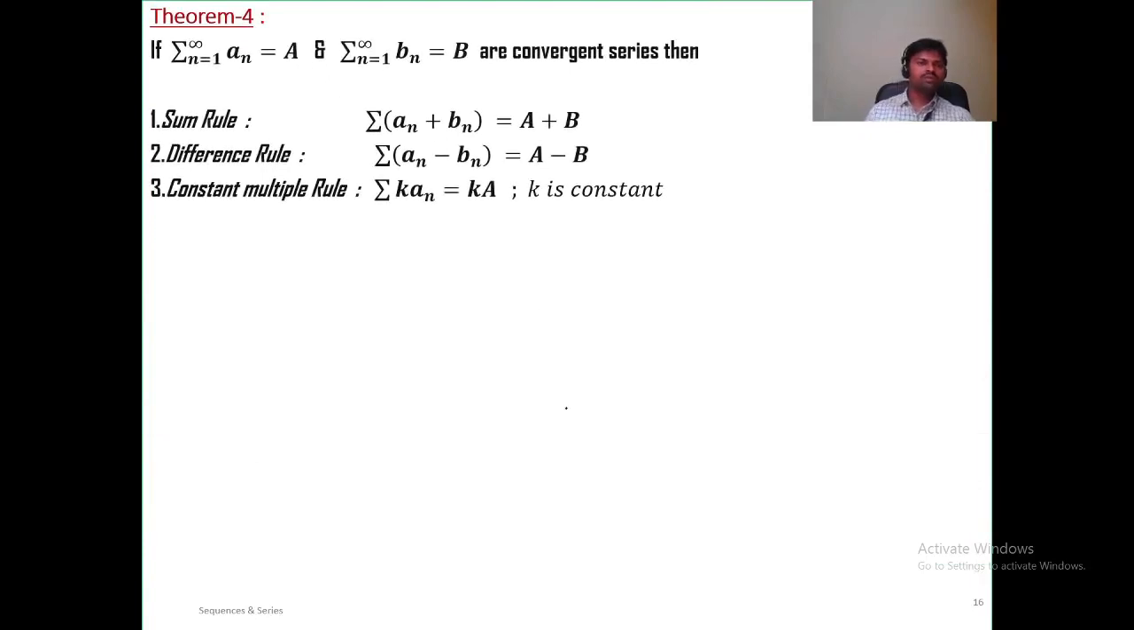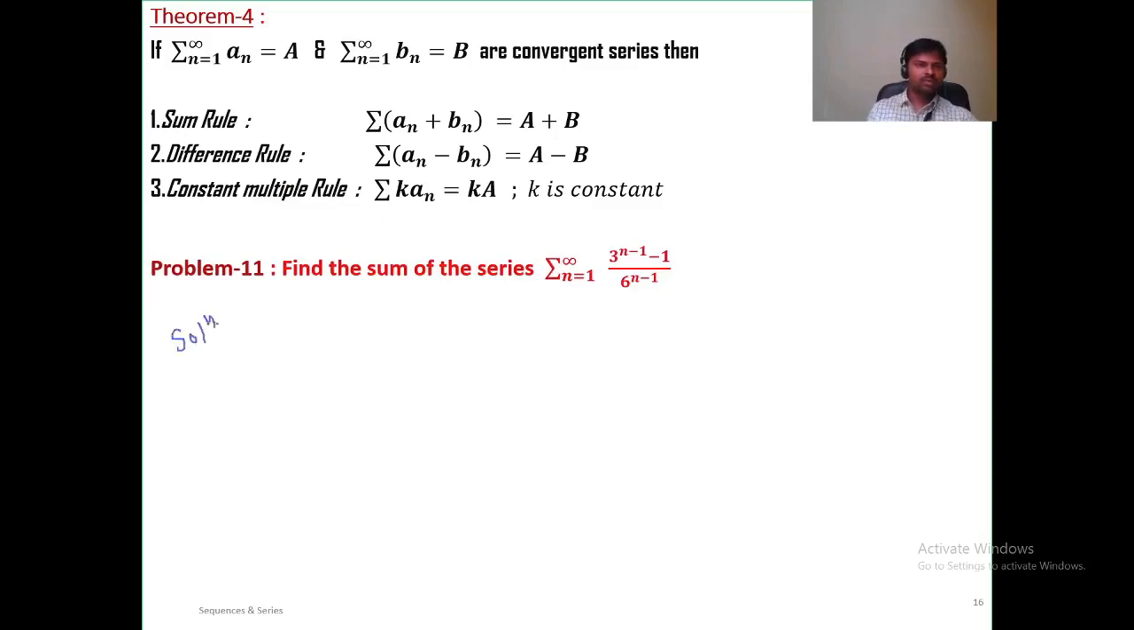Theorem number 4: if series a_n converges to a and series b_n converges to b, or both are converging series, then first, the sum rule: series a_n plus b_n is equal to a plus b. The difference rule: series a_n minus series b_n is equal to a minus b. And the constant multiple rule: series k a_n, k comes out, and series a_n will be a, because series a_n converges to a. So by using theorem number 4, let us do this problem.